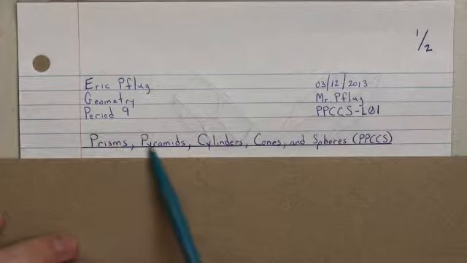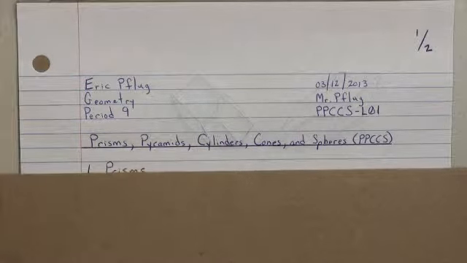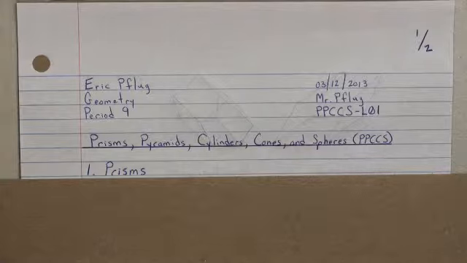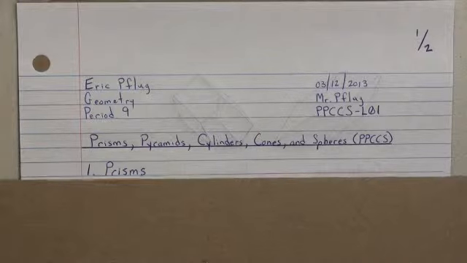Alright, and then you can skip a line and put down the heading of the unit. Okay, skip another line, put down number 1. Prisms. Okay, that's what we're talking about in this lesson. We're going to talk about prisms. That's what this whole lesson is going to be about. The rest of these things we're going to cover in future lessons.